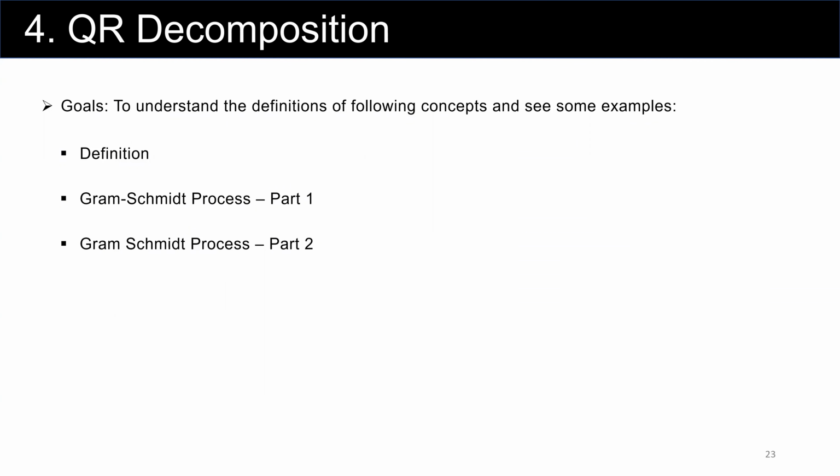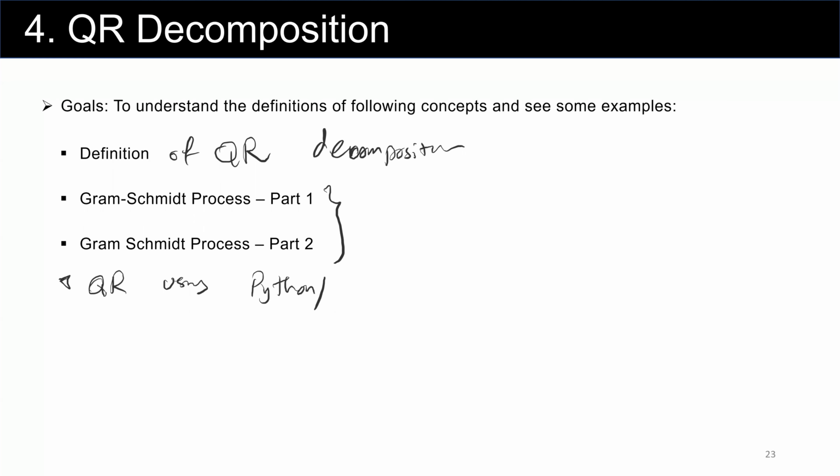In this lecture, first I talk about the definition of QR decomposition, and we also will see what the factorization for QR decomposition is. Then I will talk about the Gram-Schmidt process, which is one of the step-by-step algorithms to find the QR decomposition of a matrix. We also will see how to find the QR decomposition of a matrix using Python or MATLAB.